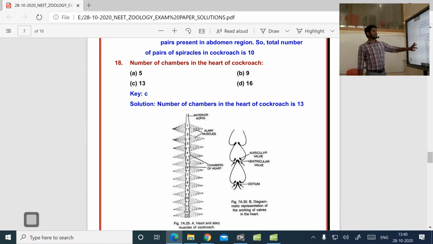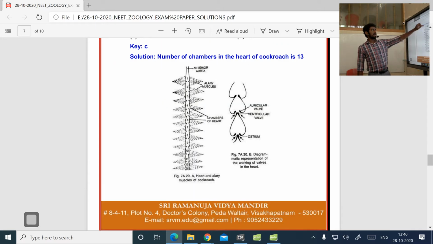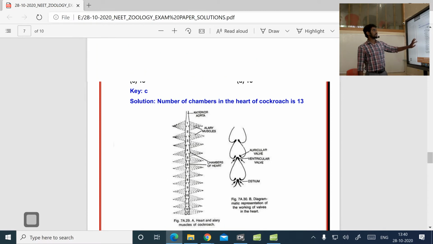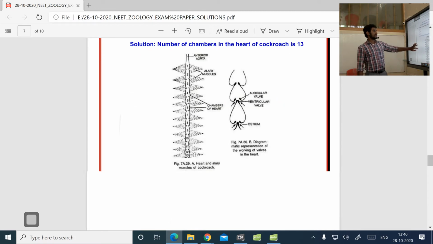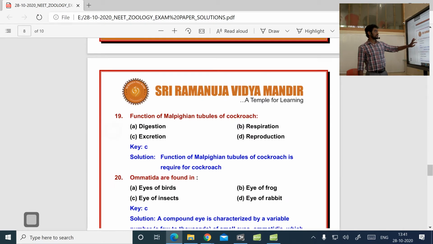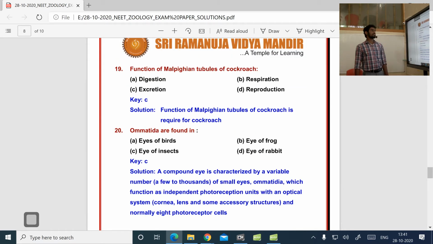Now I can see this is about the diagram, student. Anterior aorta, alary muscles and chamber of heart, okay, auricular valve and ventricular valve, and there is a pore structure called the ostium. The blood is always pumping in this direction. Now we can see 1, 2, 3, 4, 5, 6, 7 up to 13. We can observe there are 13 heart chambers, right, student? So the correct option is C. 18 is C.